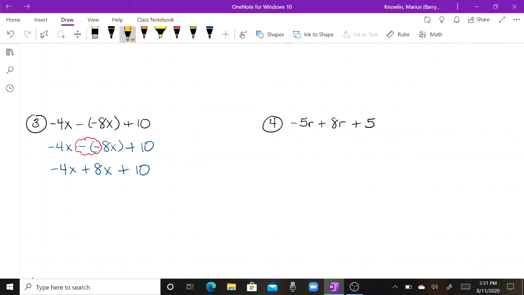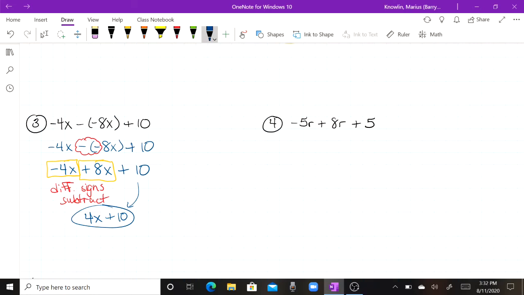Now I want to go ahead and combine my like terms. My like terms are negative 4x and positive 8x. So once again, these are different signs, and different signs you subtract. Okay, so when we subtract, that is going to give us 4, and the larger number is 8 and it's positive, so that's positive 4x, and that plus 10, we just bring that down, so that goes there. All right, so our final answer for number 3 is positive 4x plus 10.